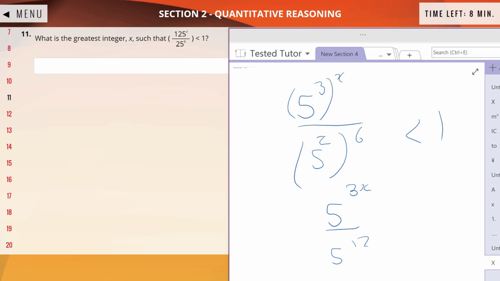For that to be less than 1, the denominator has to be bigger than the numerator. So 5 to the 12 has to be bigger than 5 to the 3x, otherwise this fraction wouldn't be less than 1. So the greatest integer that x could be would be 3. 3 times 3 is 9, which is less than 12. If we make it 4, 3 times 4 is equal to 12. So the fraction would equal 1, but it has to be less than 1. So the greatest integer x could be is 3.